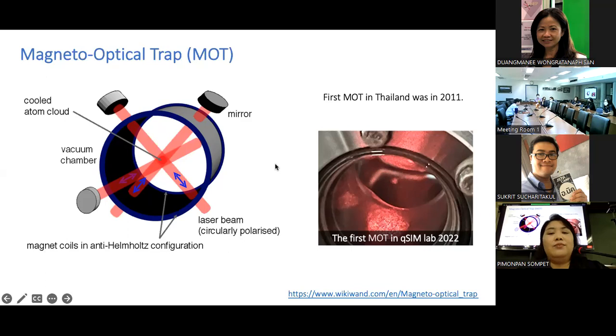I have a question about the role of the magnet. Is it just to cancel Earth's magnetic field, or anything to trap? So you asked me if the magnetic field that we create is actually to cancel the Earth field. Is that the question?